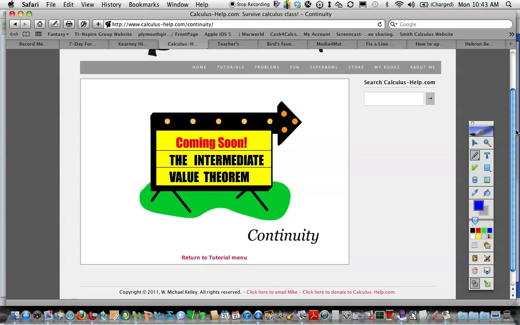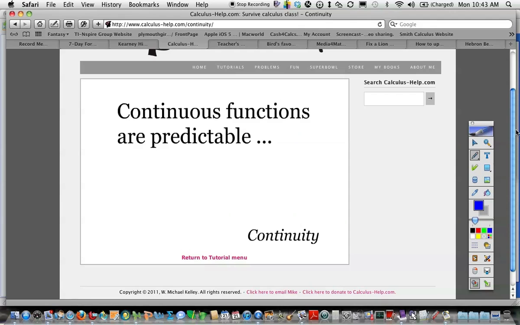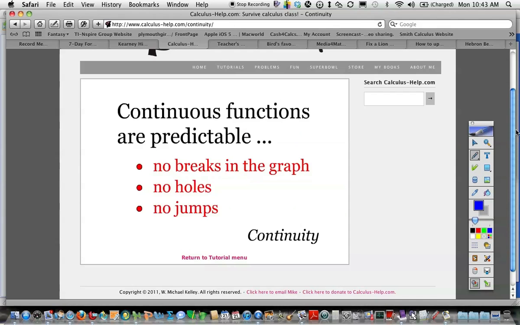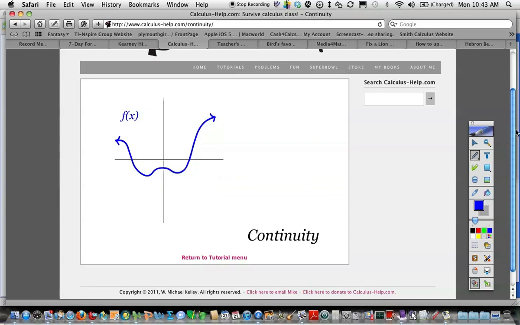Well, in theory, continuous functions are predictable functions. They have no undefined points, no breaks, no holes, no jumps in the graph. But enough talk. Let's take a look at some pretty pictures. Now this function f is continuous, but these, g, h, and i, they're not continuous. Each of them, in fact, is discontinuous for a different reason at the x value of x equals c.